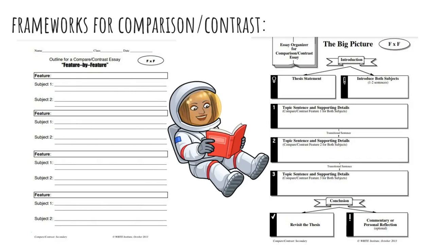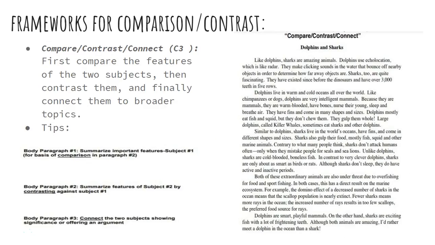Then you move on to another feature, which would probably be mood or rhetorical appeals. So things of that nature. Then the last one is compare, contrast, connect. This is another easy one.